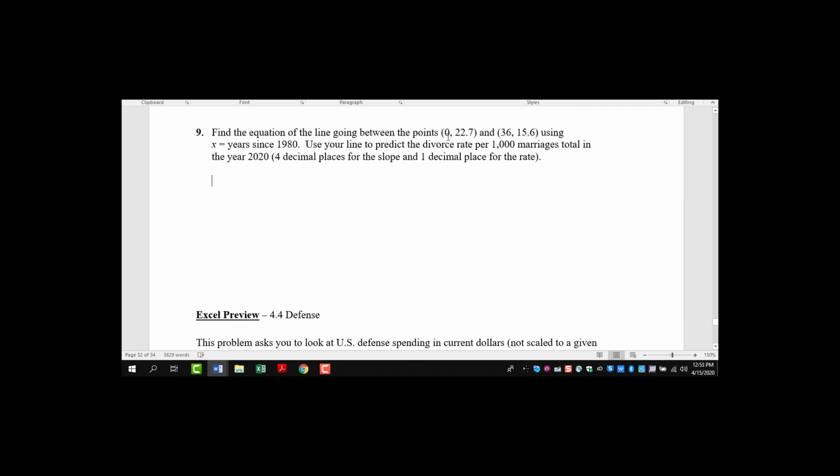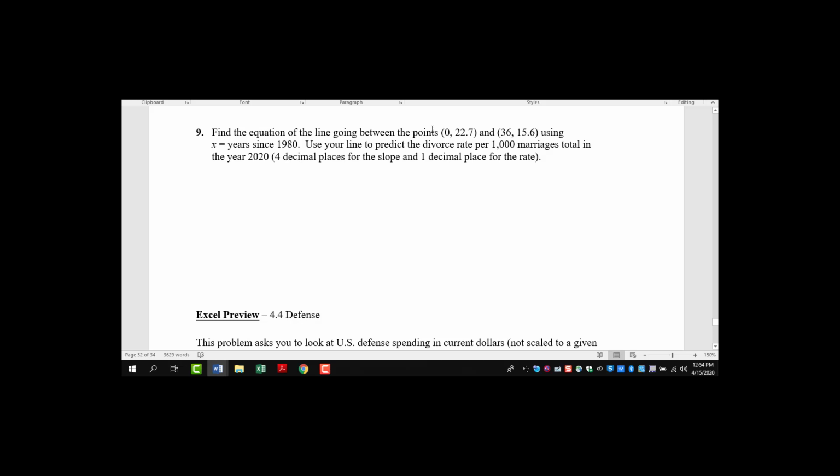So there's the first point, 1980 equals year zero, years since 1980. There was 22.7 divorces per 1,000 marriages in the population. And in year 36, so that would be 1980 plus 36, which would be 2016, there was 15.7 divorces per 1,000 marriages.